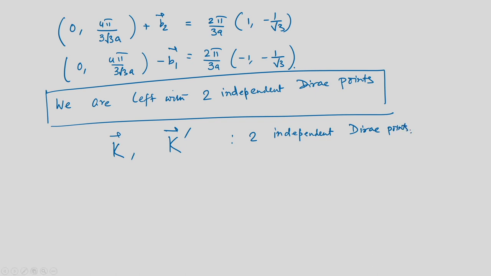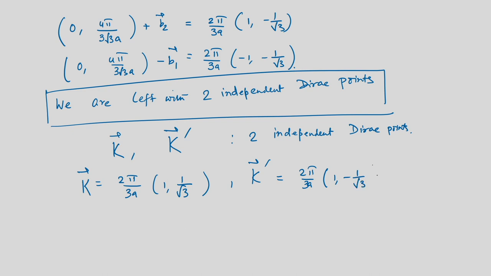And they can be anything, but what is usually done is that you can write it down as 2 pi by 3a times (1, 1 by root 3). And k prime is equal to 2 pi by 3a times (1, minus 1 by root 3). Okay? So, these are the usual choices, but it does not matter. You can have other choices as well.